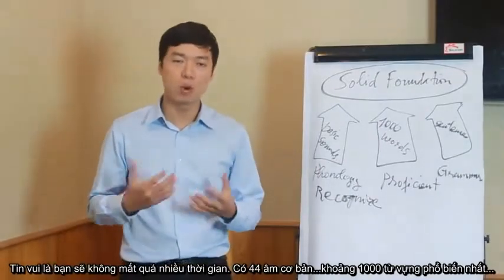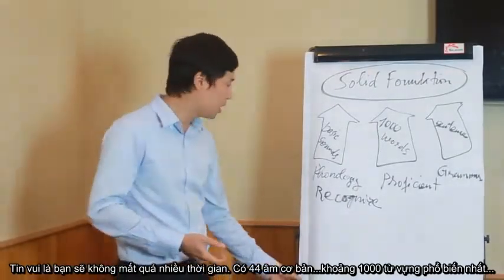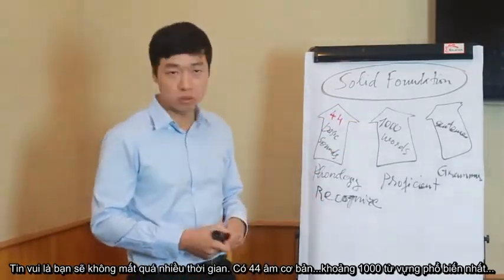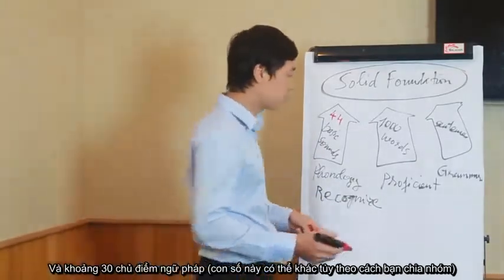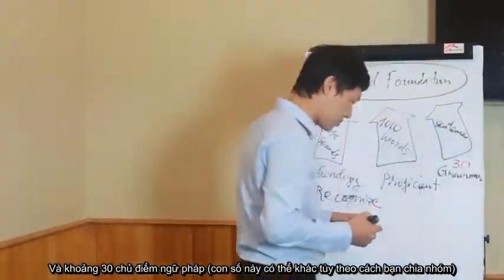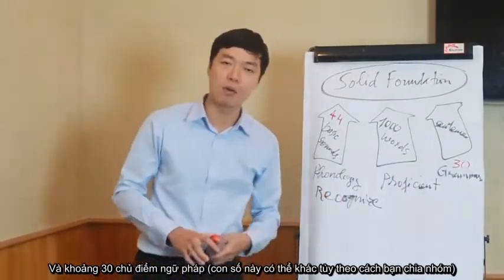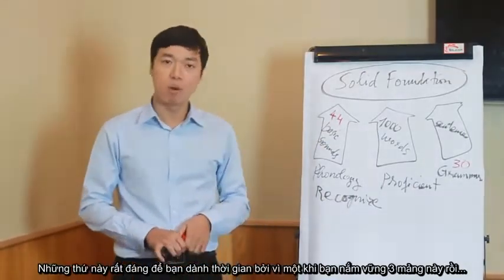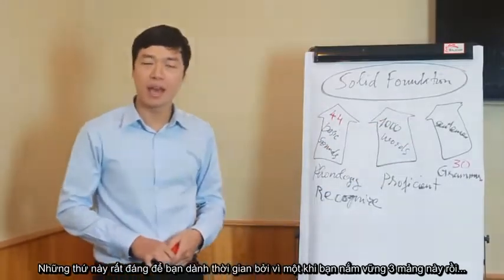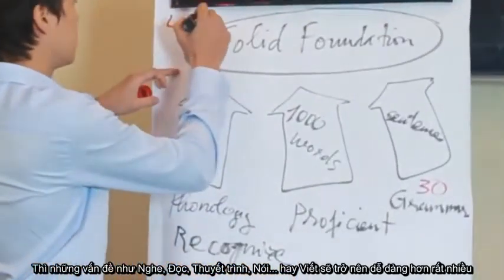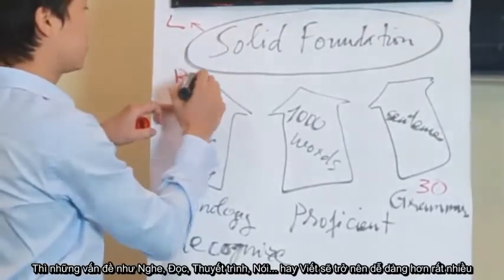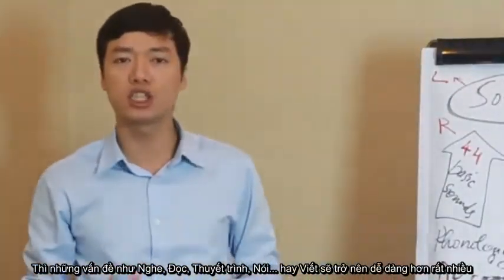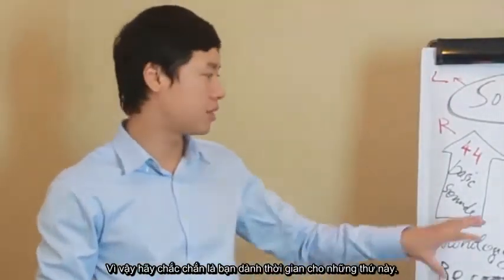The good news is it won't take too much time. There are about 44 basic sounds, about 1,000 most commonly used words, and about 30 grammar categories. This number can vary depending on how you categorize them, and they're worth your time, because once you have mastered these three areas, other issues like listening or reading or presenting, or speaking or writing will become much easier. So make sure you spend time with this.